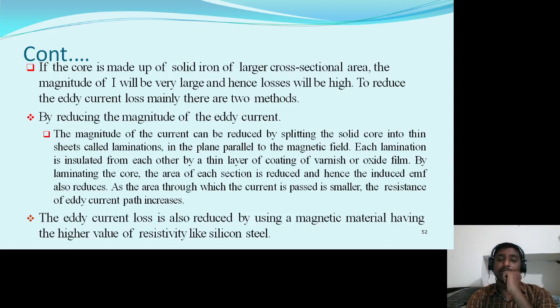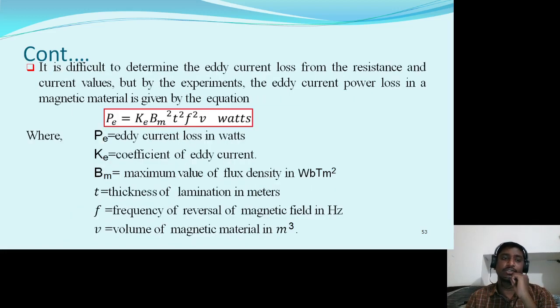And one more method is by using a magnetic material having a higher value of resistivity, like silicon steel. Whichever material consists of a higher value of resistivity, if you consider that when designing the magnet, then obviously the eddy current losses may be reduced. How to determine the eddy current losses?